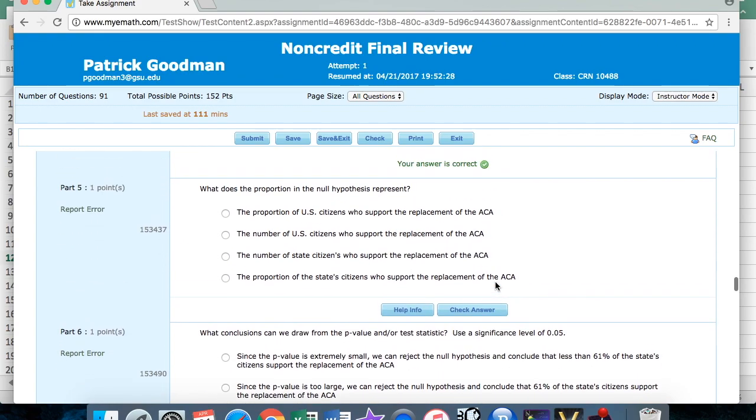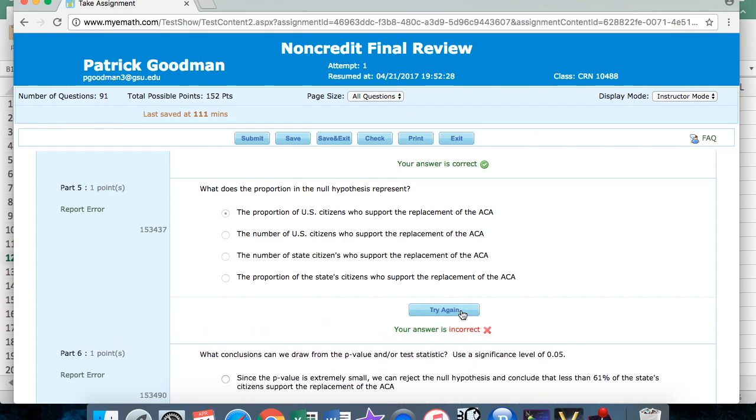And there you go. Okay, so what does the proportion in the null hypothesis represent? Well, the null hypothesis was talking about the entire U.S. population. So it would be the proportion of all U.S. citizens who support the replacement of the ACA. Which one do we click? What is the proportion? I haven't seen this one before. It's a proportion, but that seems kind of vague. Would this be correct?